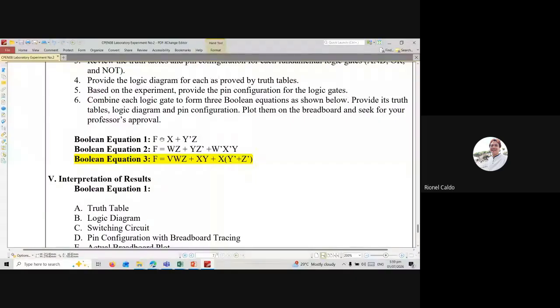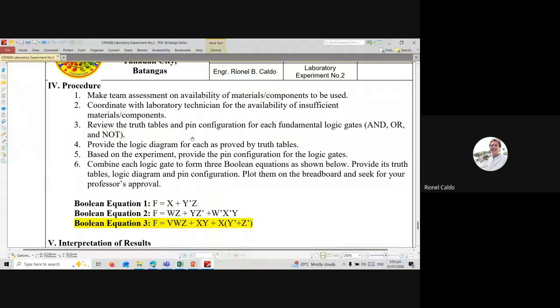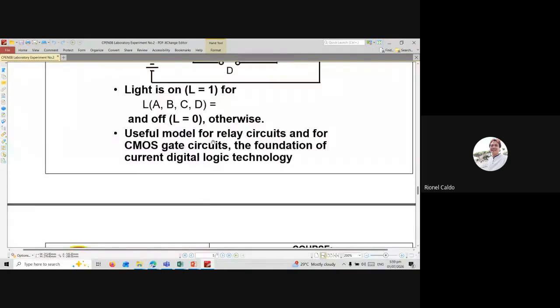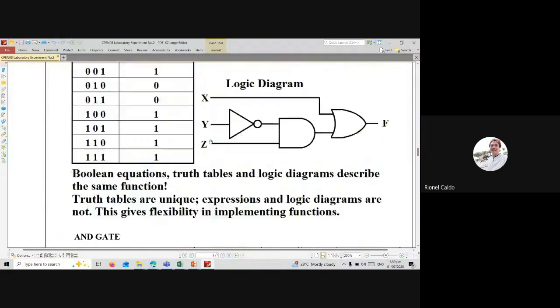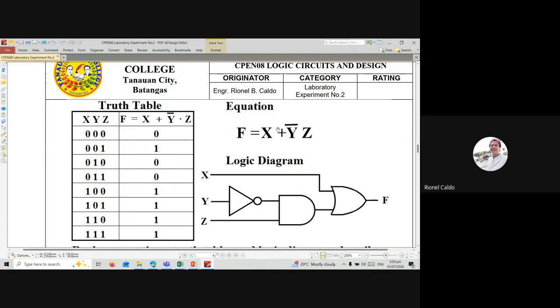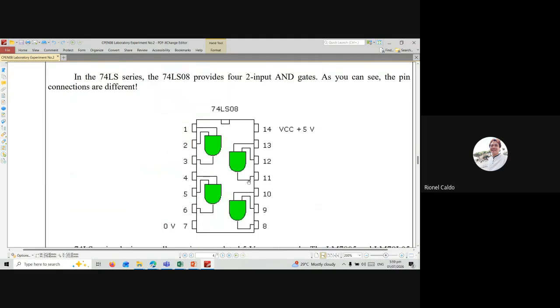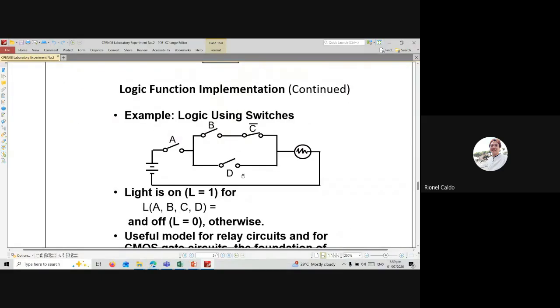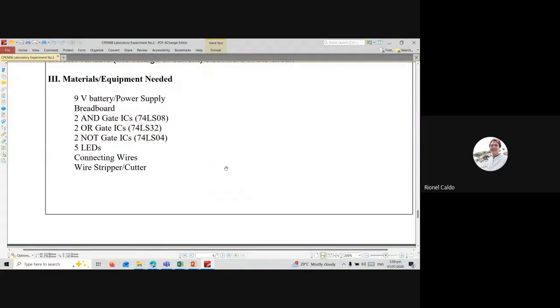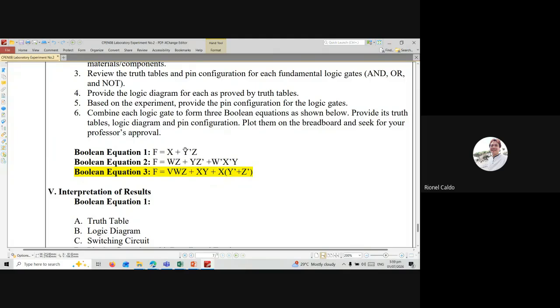Ang unang gagawin nyo as we perform the experiment yung equation 1. Again, given na yung equation 1, di ba? Yung f is equal to x plus y bar z. Ito rin yung given ko kanina dito sa taas. That's the same. So, ibig sabihin, available na yung equation, truth table, logic diagram. Ang gagawin mo na lang yung switching circuit. This one. Yan. So, available na po siya. Then, kapag nagawa mo na siya, ipa-plot mo na siya sa breadboard.